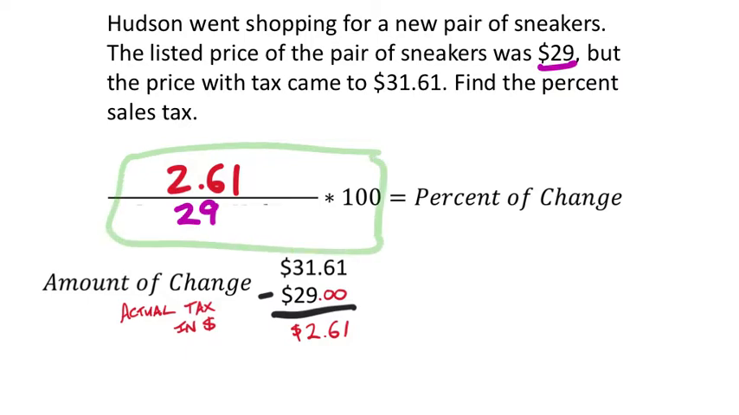So on my calculator, I say 2.61 over 29. I can even use the N over D button right here and multiply it by 100. I have to get another fraction before I multiply by 100. But when I do, I can push enter, boom. It shows me that the percent of change here, just from putting that in the calculator, is 9%, okay? So that means Hudson gets taxed 9%.